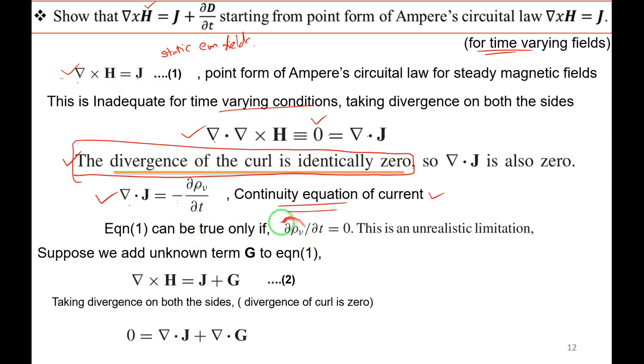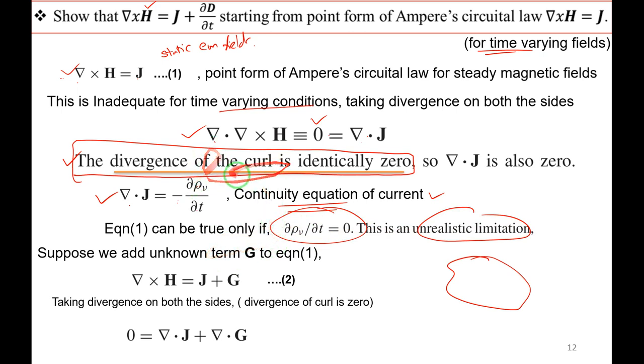But dou rho v by dou t cannot be 0, because we define the rate of flow of charges. If I consider any closed surface, the rate of flow of charges constitutes current, that is current density J. This minus sign indicates there is a depletion of charges, because continuously the charges are moving, so it cannot be 0. So dou rho v by dou t cannot be 0. This is an unrealistic limitation that we are putting, right?